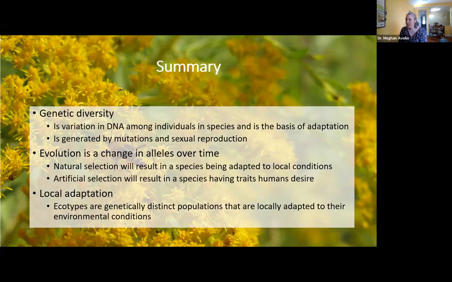both in terms of who's eating it, who's pollinating it, and what are the soil and climate conditions. And artificial selection will result in species having traits that humans desire, not necessarily that are well adapted to local conditions. And finally, local adaptation gives ecotypes that are genetically distinct and are locally adapted to their environmental conditions. That's all I have prepared. With that, I'm very happy to take questions.